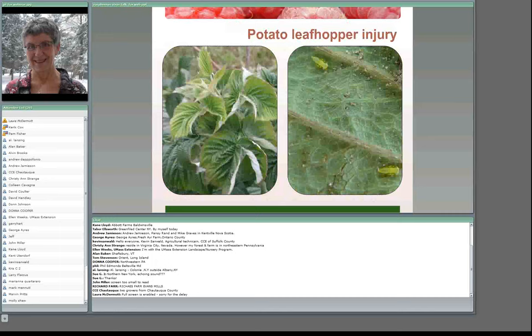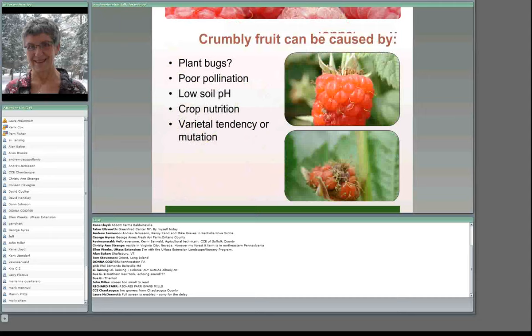Potato leafhopper can cause a leaf mottle or yellowing or leaf curl, particularly on the new growth. In this case, a crop scout should find evidence of leafhoppers on the lower leaf surface. Tarnished plant bugs occasionally damage the drupelets when the fruit is sizing and the fruit can be deformed, or poor pollination, especially in the greenhouse, can result in crumbly or deformed fruit.